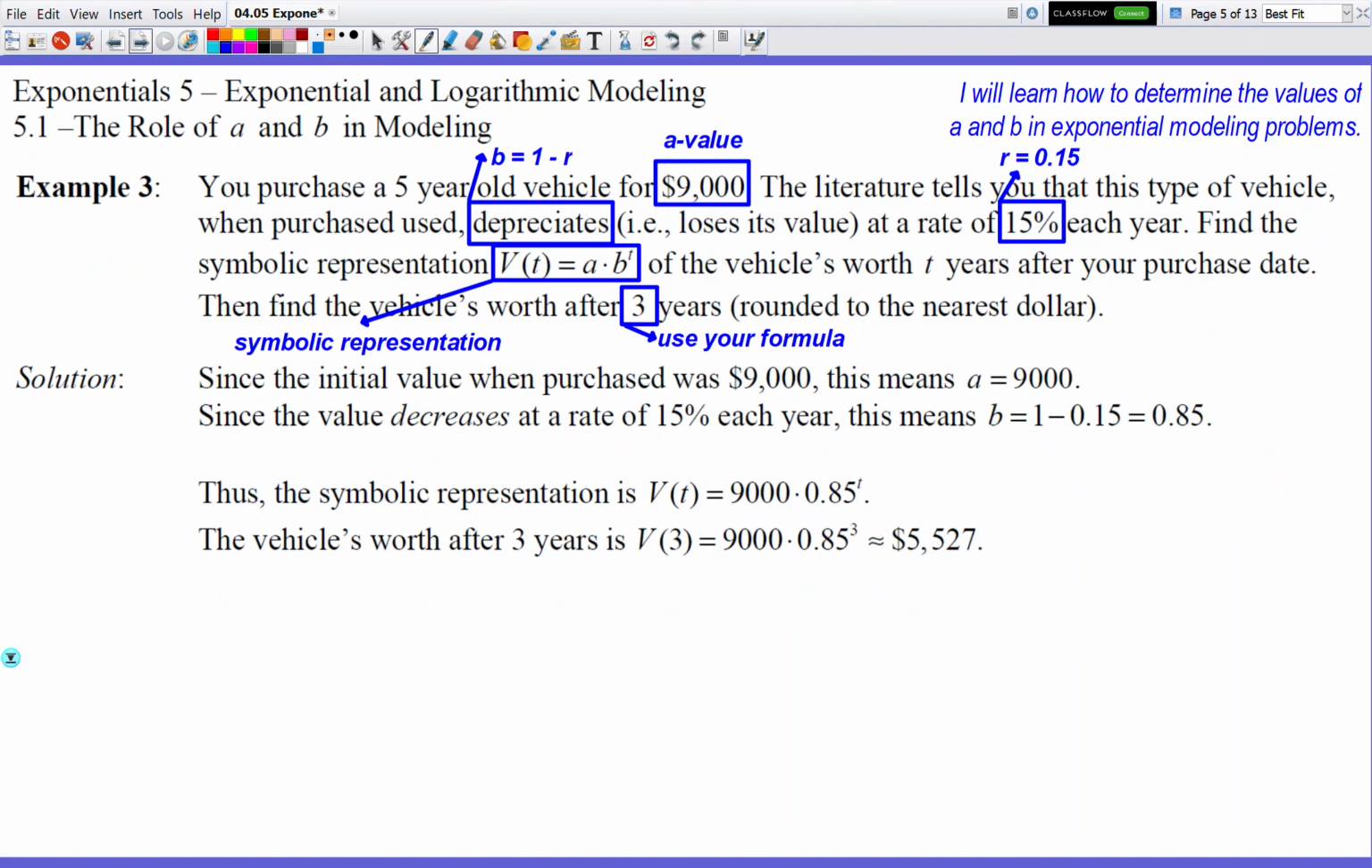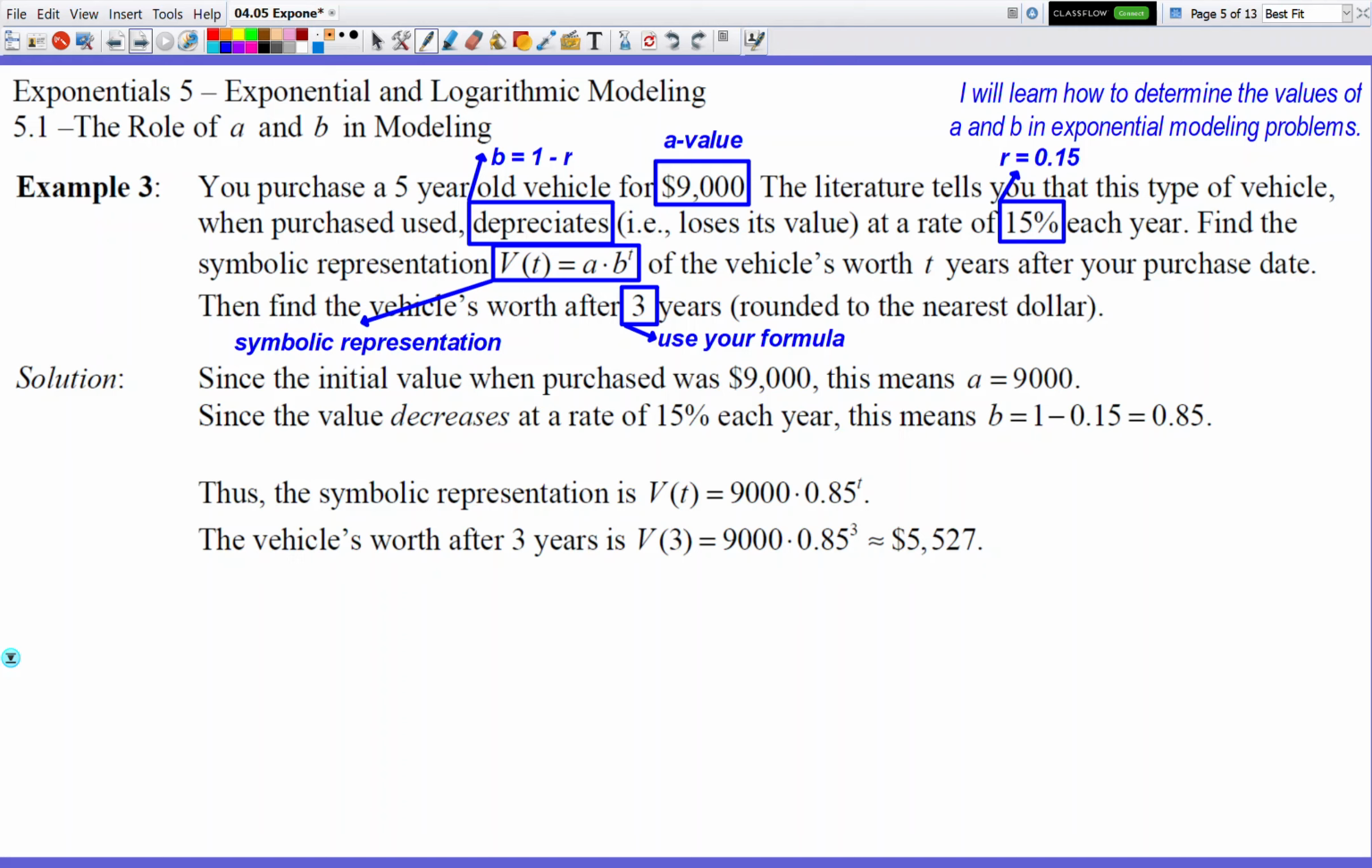Okay, let's look at the next one. So we got a lot of keywords here, right? We got our depreciate word, so that's going to imply 1 minus r, right? So depreciate means something is going to get smaller, or in parentheses it says loses value. Okay, so it's not going to be worth as much. In our initial value, our a value is 9,000. My rate that it's going to depreciate at is going to be 15%. So I transform that into a decimal, so 0.15.